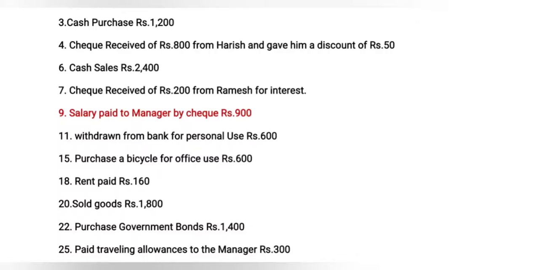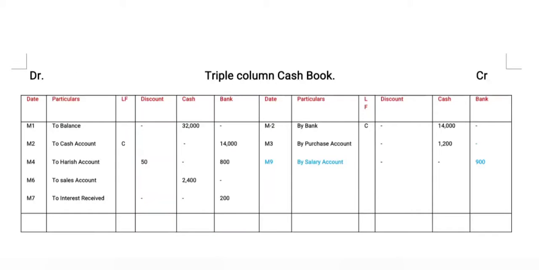Here money is going out of the business. That's why we go to the cash book credit side, bank column. Here salary is paid to the manager by check. That's why in the date column, 9th March by salary account, going to the bank column, 900 rupees. This transaction is complete. We are going to another transaction.